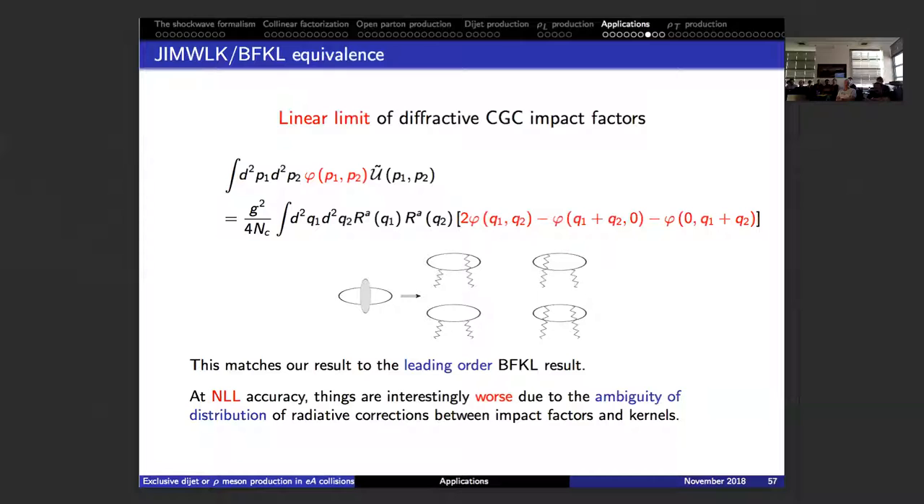While if you just had taken this and said, this is my BFKL impact factor, you would not have gauge invariance. It would fail.